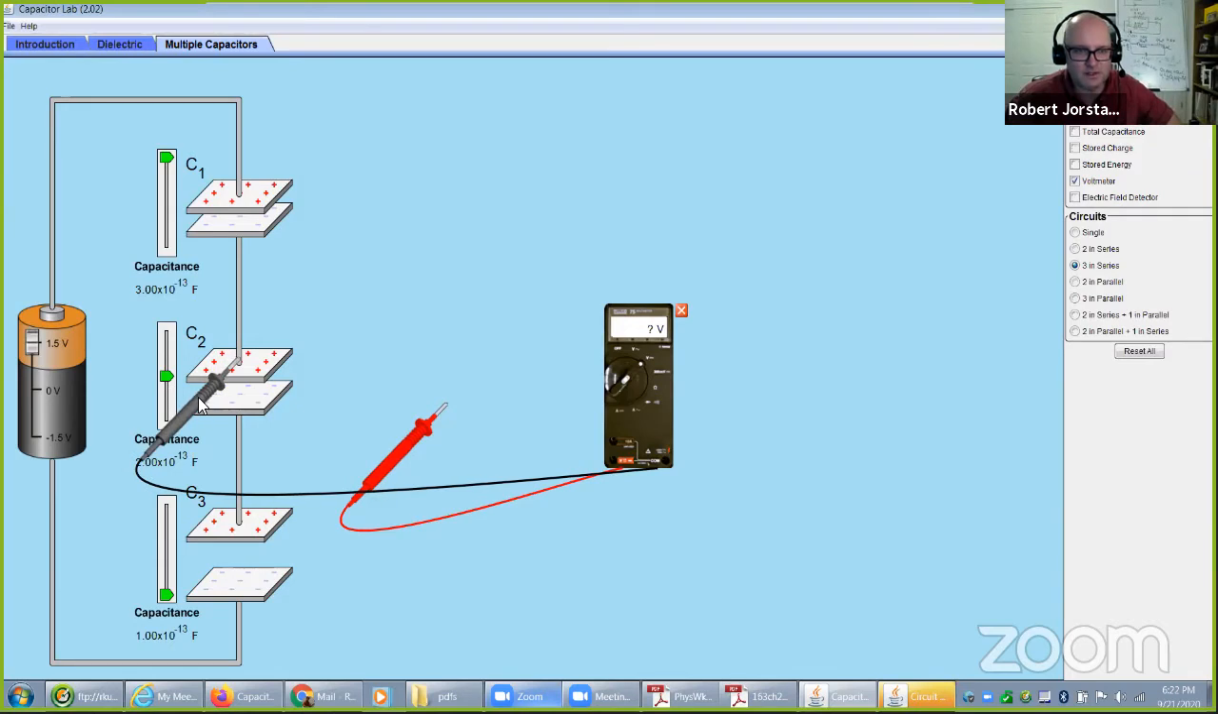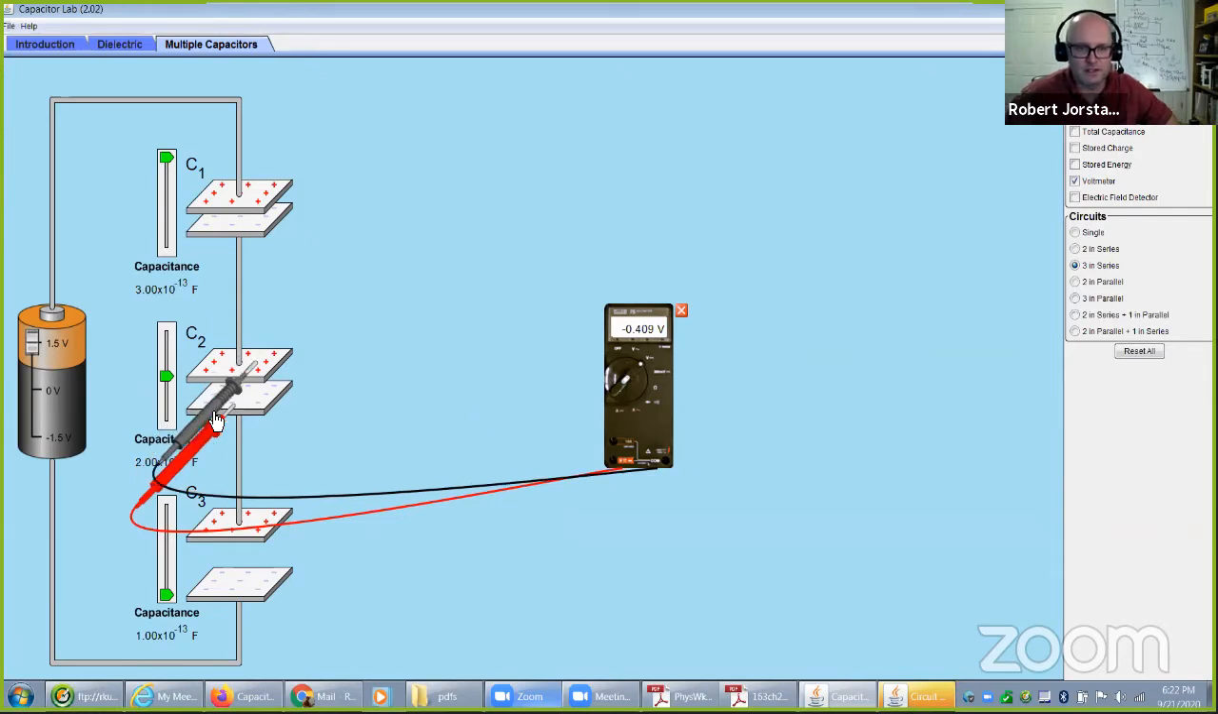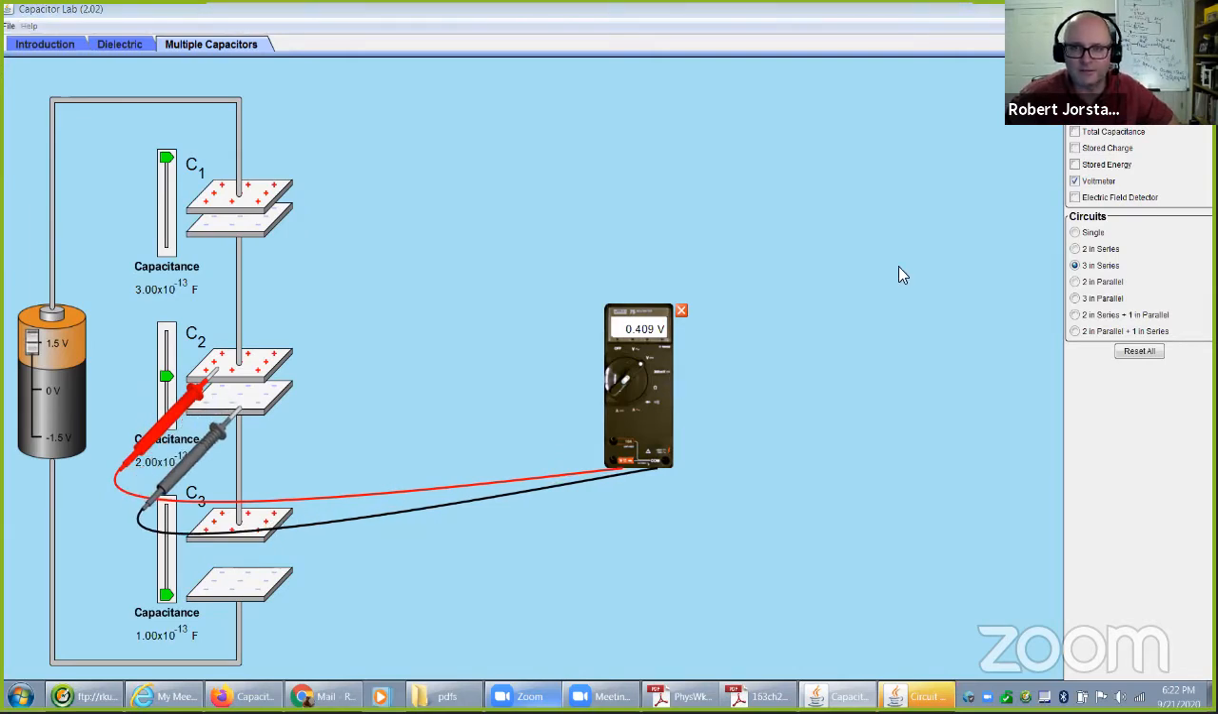Let's measure this one, C2 in the middle. Oh, whoops, you can see I've got the polarity flipped. Usually you put the black lead on the negative plate. So that's 0.409, and I'm going to write that down. The change in voltage as I go from one plate to the other is 0.409 volts. Notice it's not exactly a third. They don't all have the same voltage.